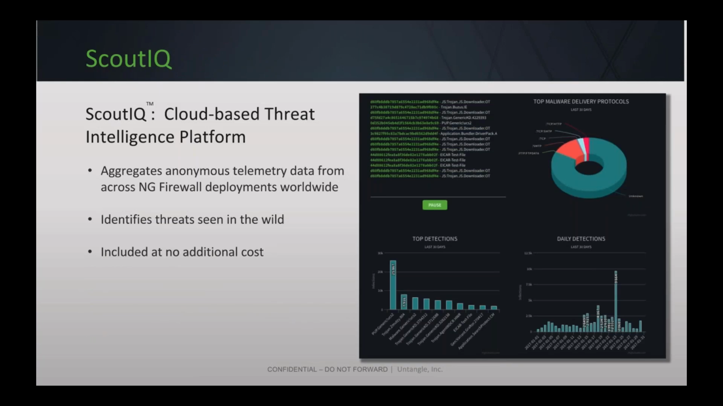So I mentioned it very passingly just now. Scout IQ is our cloud-based threat intelligence platform. What this is doing is aggregating anonymous telemetry data from all the Untangle deployments worldwide. So when one Untangle box sees some unrecognized data, it instantly grabs all of that and ties it together with telemetry data and sends it up into the Scout IQ cloud, where it's analyzed, assessed, and then disseminated to all the other Untangles that connect to the cloud.